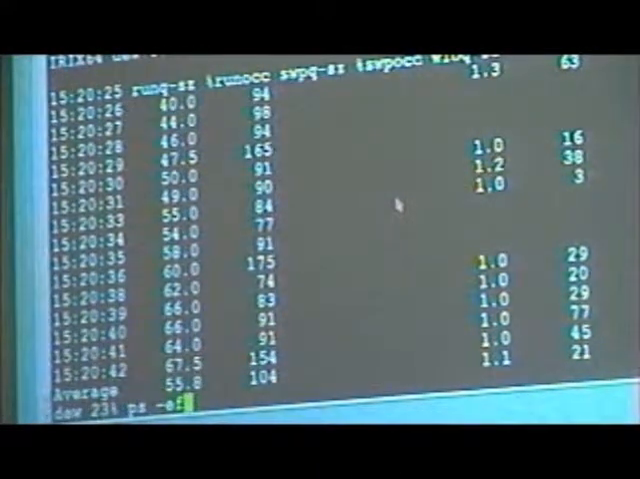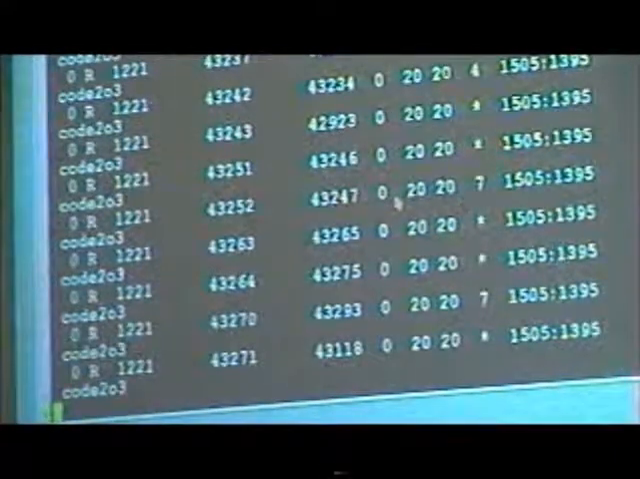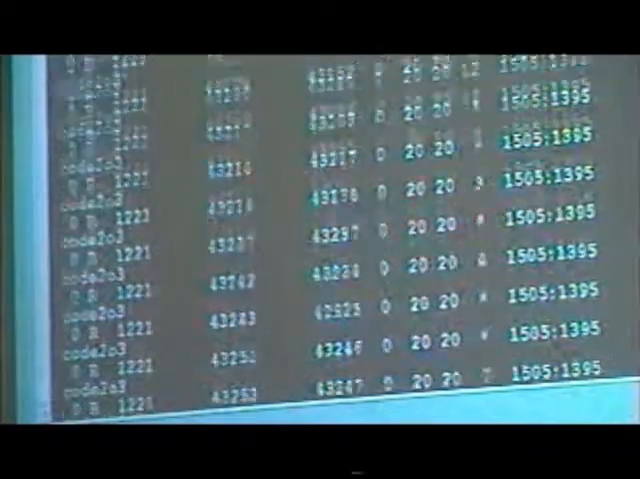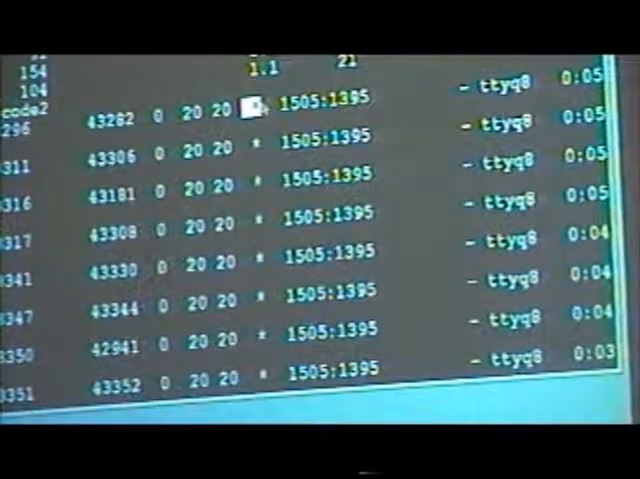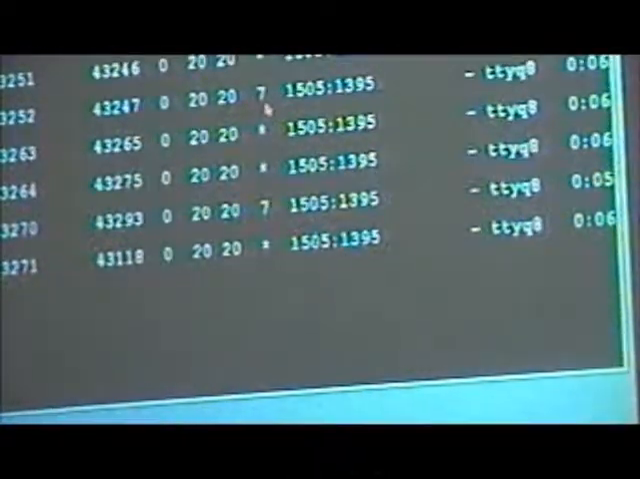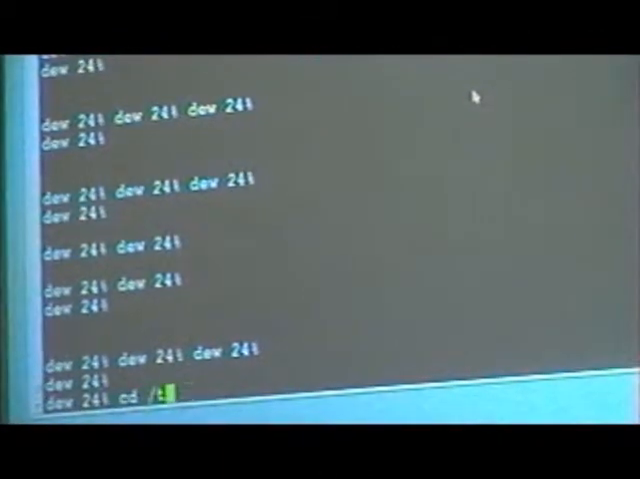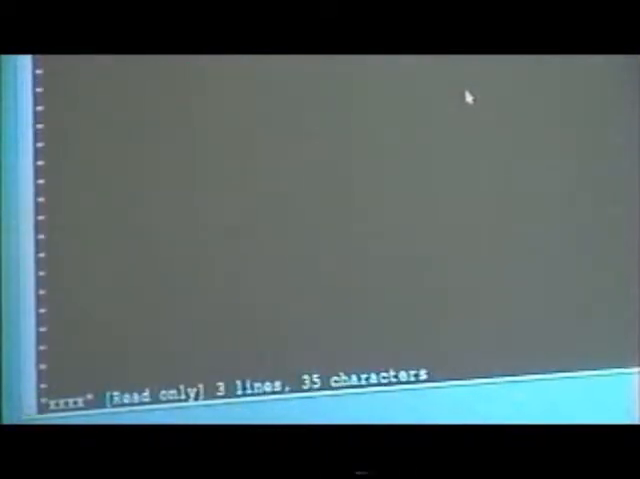ps -el, grep for code 2. And note, I am getting a slowdown, but it's not too bad. And note that all these code 2s do not have any WCHAN field to them at all. They're all sitting there waiting for a CPU, and most of them do not have a CPU assigned to them. But look at my response. A little sluggish, but not too bad. Okay, cd into /tmp, vi xxx. Taking a little bit here now, but not too bad. Open. Okay, that was not a 20-minute wait.